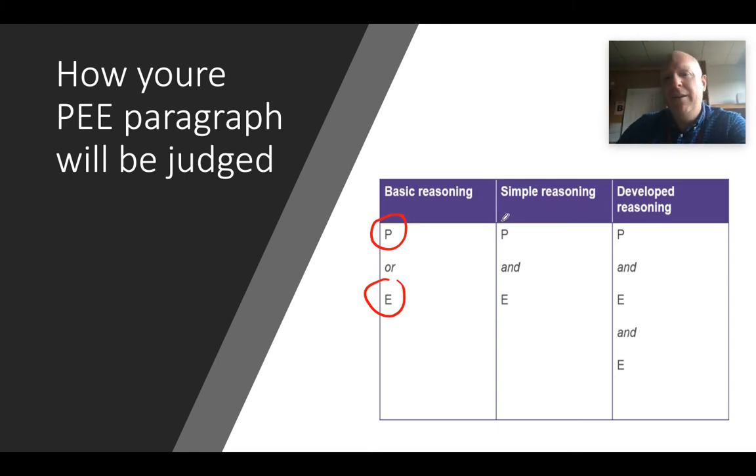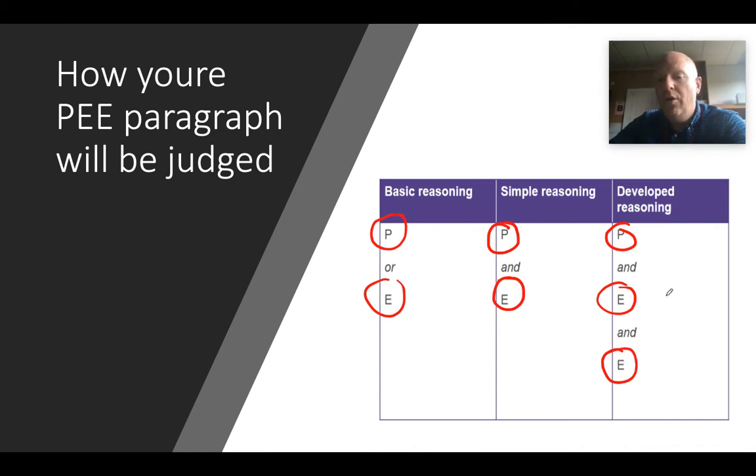To get into the middle bands, the middle marks, 4, 5, 6 perhaps, you can do some simple reasoning, really the 4 and the 5 marks, 6 is doing a little bit more. To get in there, you have a point and some evidence or explanation, okay? So there you're developing the answer, giving them a little bit more. Developed reasoning is where you do your point, your evidence, and your explanation, all right?